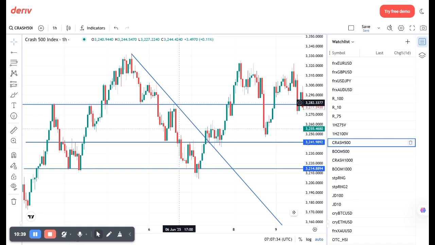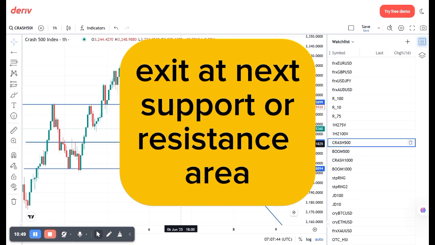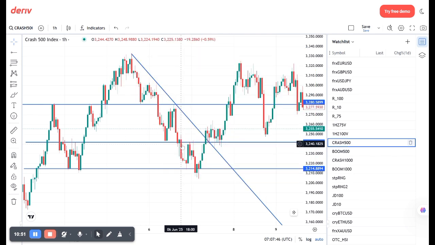Whenever you enter at the beginning of a downward movement of price, you always want to exit at the next support or resistance level. Otherwise, if you do not do that, price might actually go back up and eat into your profits.